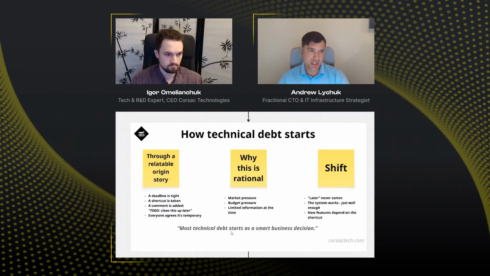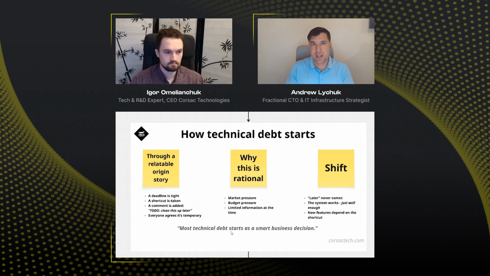So how does technical debt start? Let's think about the process of creating the code. A deadline is tight. The team decides to take a shortcut because they can't invest enough time to do the proper solution. A few comments are added, like "TODO: clean this up later." Only a few, for this very moment, and everyone agrees that it's a temporary solution.